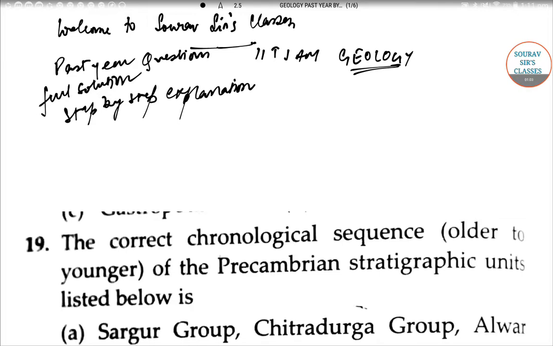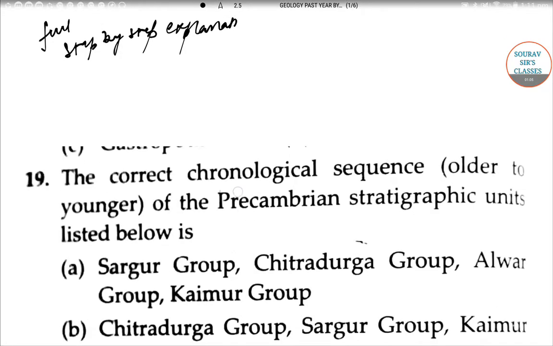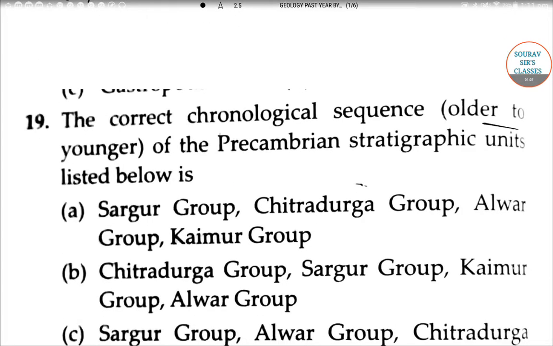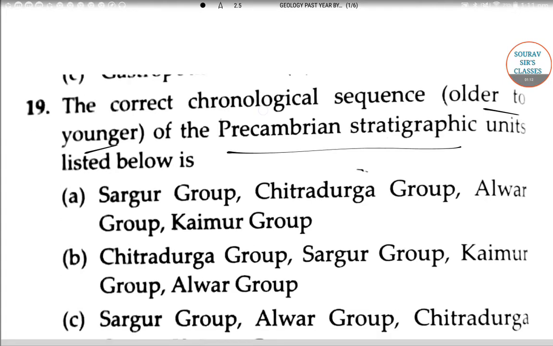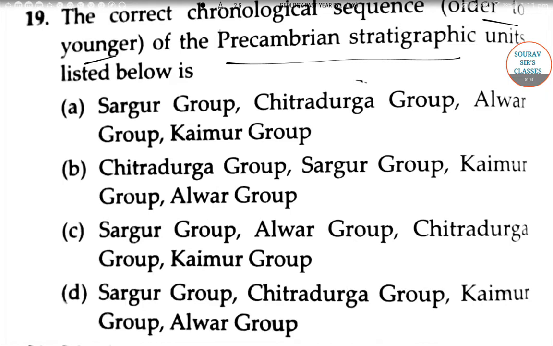The first question is on your screens now. The correct chronological sequence, that is older to younger, of the Precambrian stratigraphic units listed below is: option A, Sargal group, Chitradurga group, Alvar group, Camel group; option B, Chitradurga group, Sargal group, Camel group, Alvar group; option C, Sargal group, Alvar group, Chitradurga group, Camel group; and option D, Sargal group, Chitradurga group, Camel group, Alvar group.